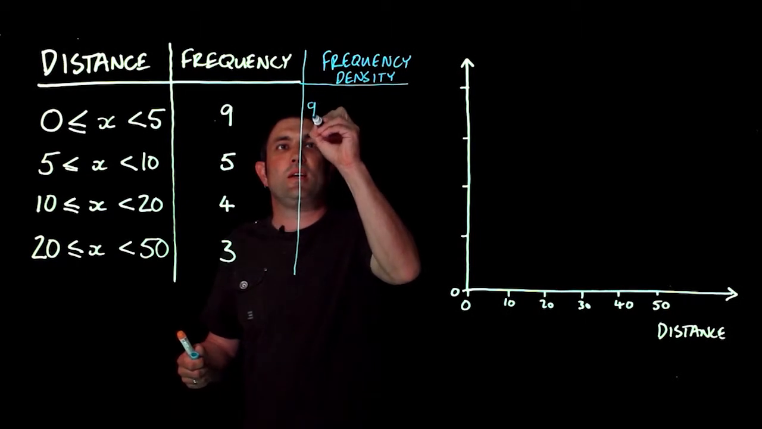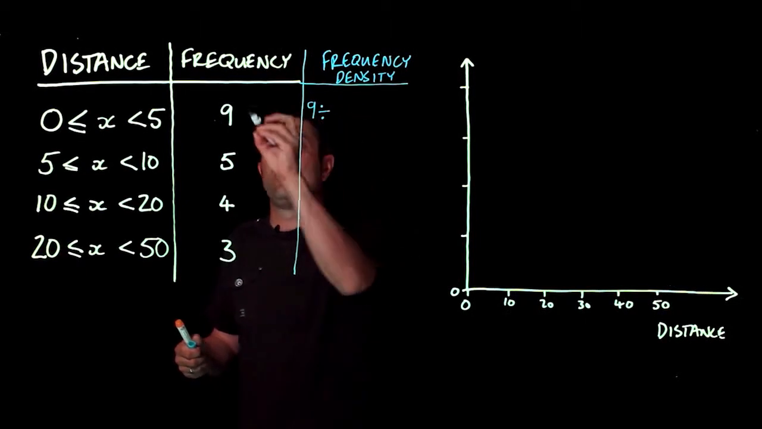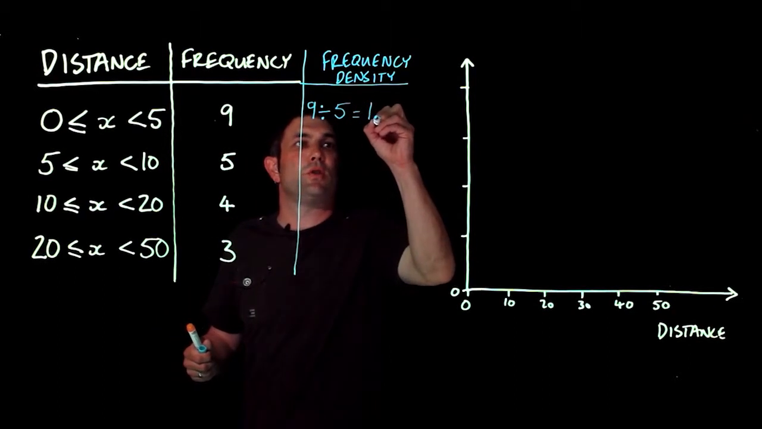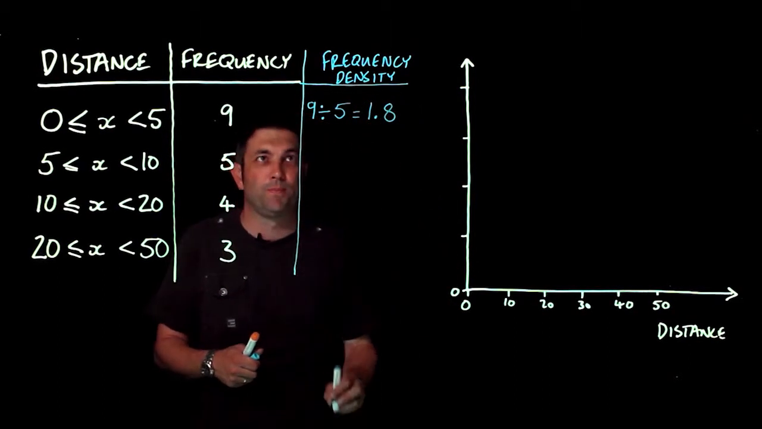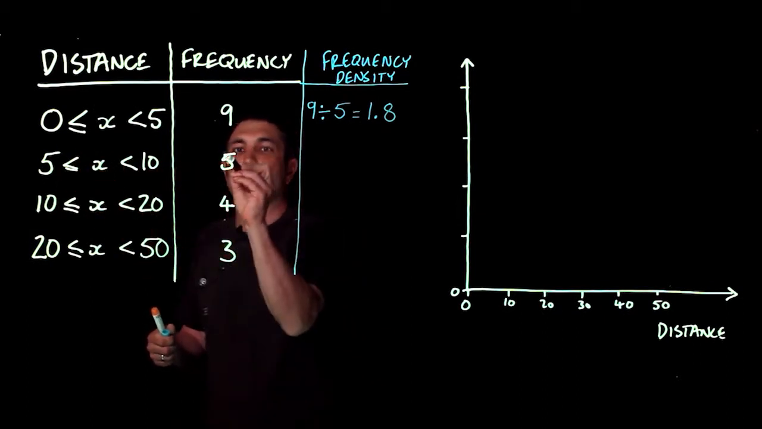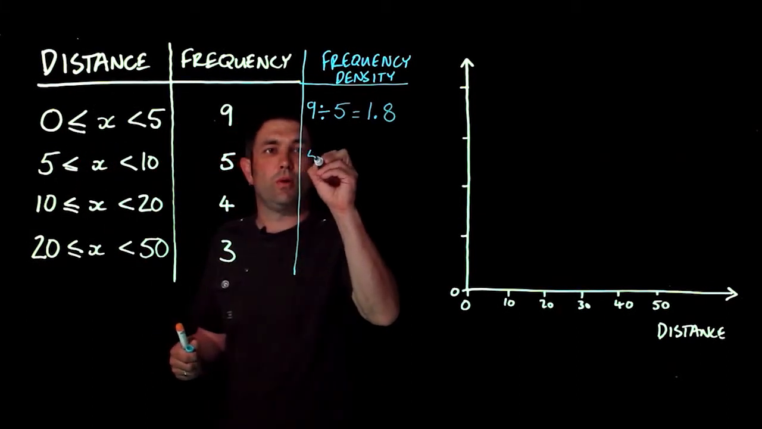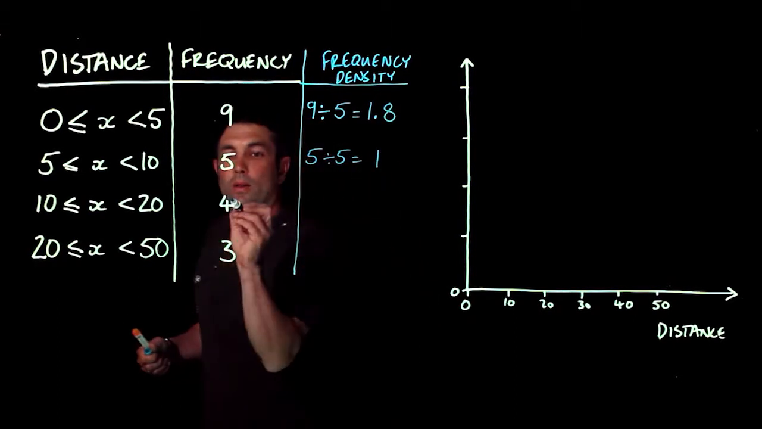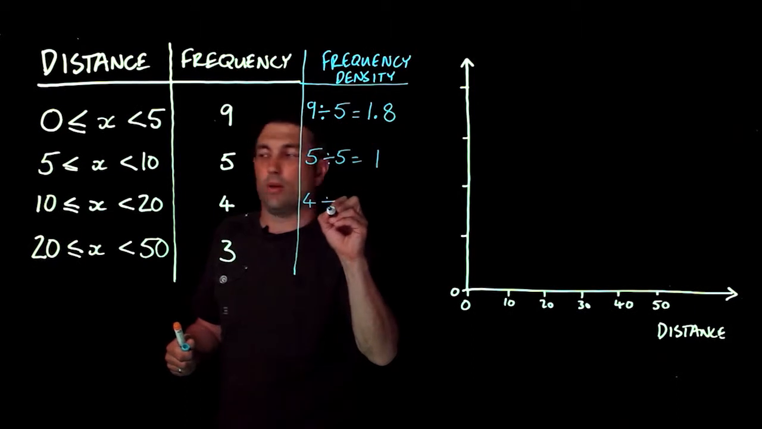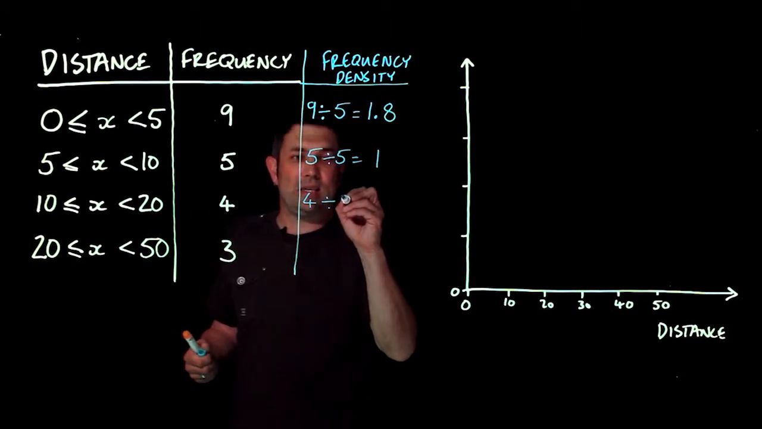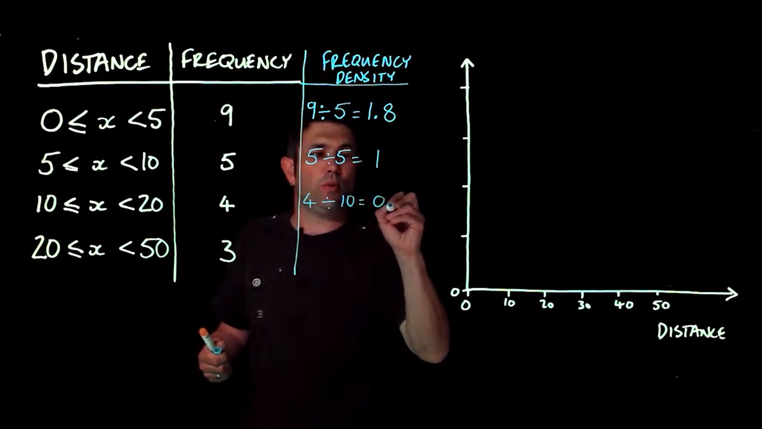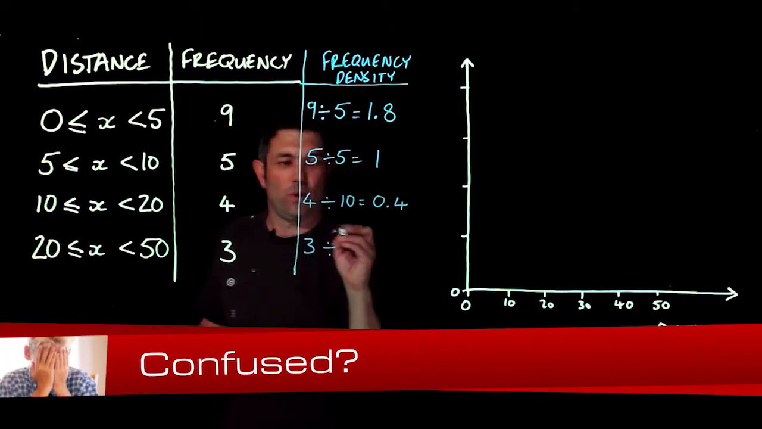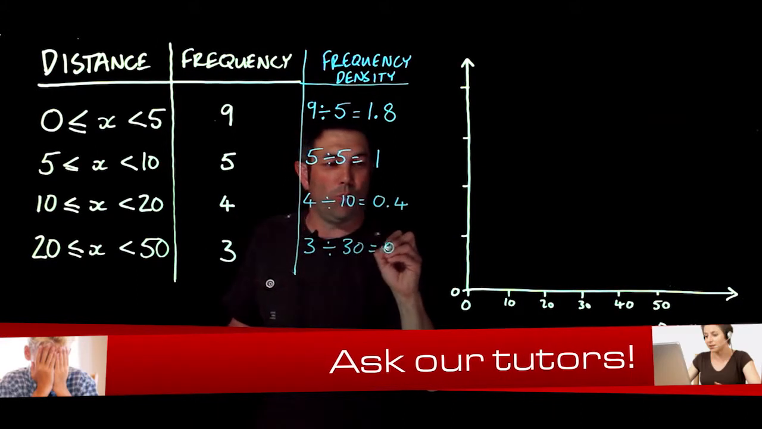Now, all you're going to do is this frequency here divided by the width of the group. So it's going to be 9 divided by the width of the group, which is 5. Okay, so 9 divided by 5, use your calculator if you like, 1.8. Same thing here. We're going to do 5 divided by the width of the group, 5 divided by 5, which is 1. This one, 4 divided by the width of the group, which is 10 up to 20, is 10 this time. So that's 0.4. And 3 divided by the width of the group, which is 30, 0.1.